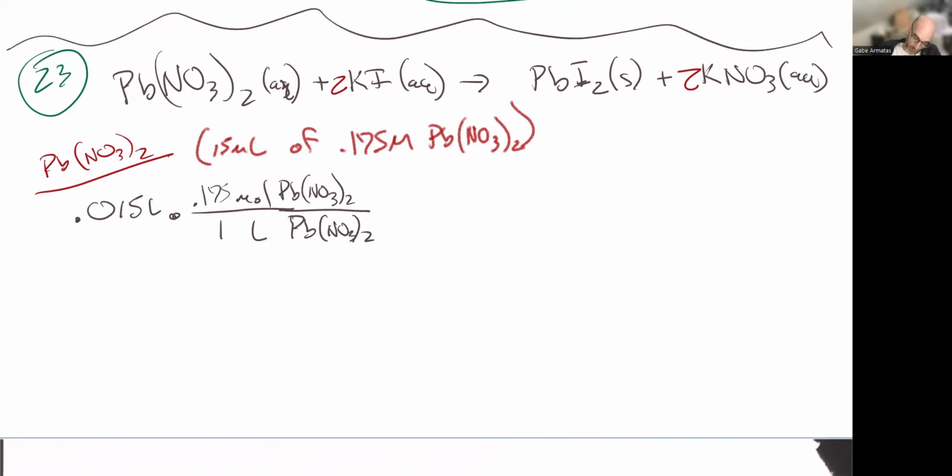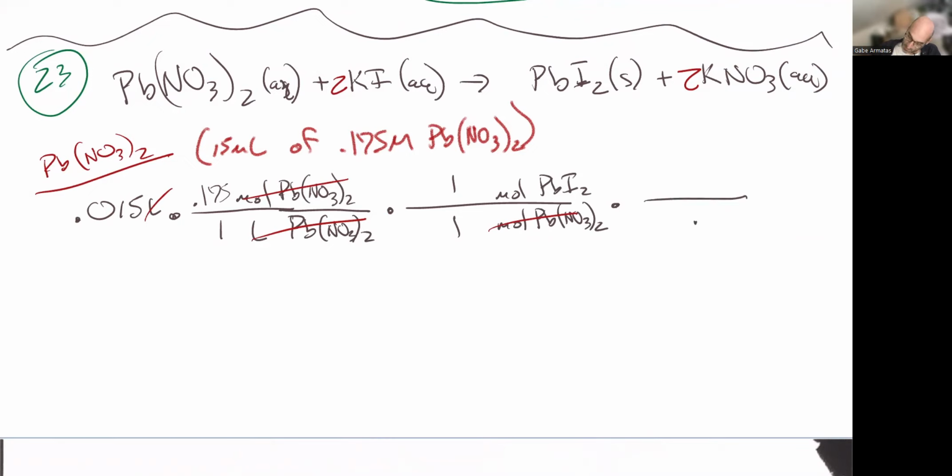0.175 moles per 1 liter. At this point, liters of lead nitrate cancels. We want to figure out how much solid PbI2 we make. So I want moles of lead nitrate to go away, and I want moles of lead iodide to remain. And we know that this is a 1-to-1 ratio because of the coefficients out front. Moles of lead nitrate cancel. And if we stop right now, we'd be left with moles of lead iodide, but we want to take it one extra step: moles of PbI2 to grams of PbI2.